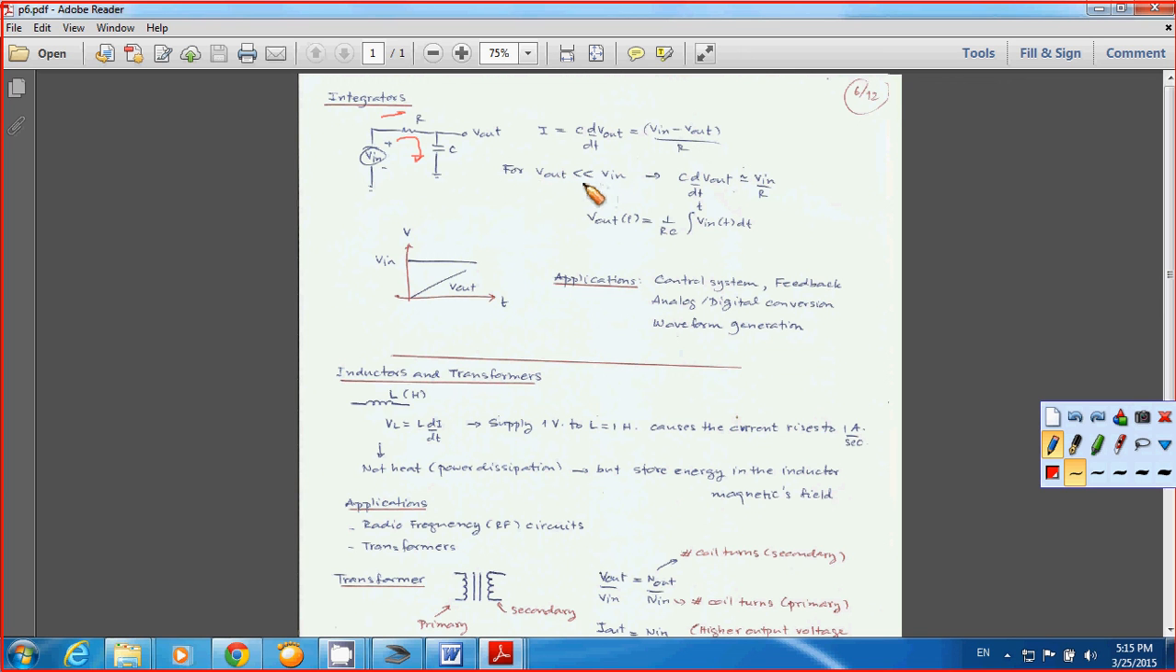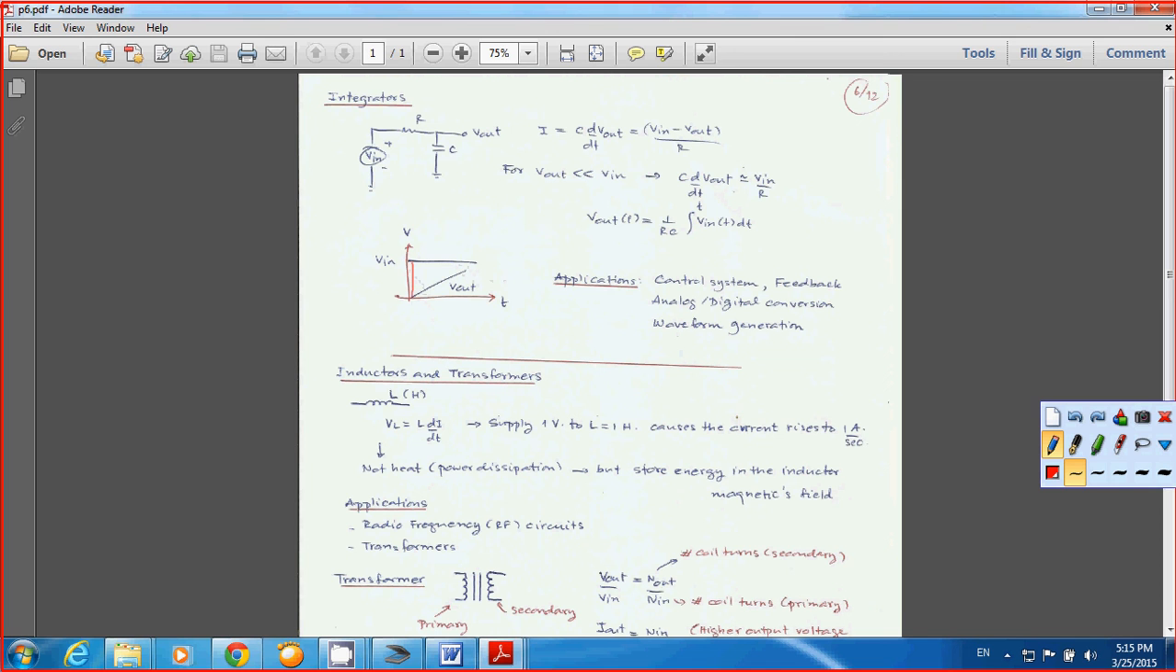For the case that V out is much less than V in, you ignore V out on the right side here, so you end up with dV out over dt being just about V in over R. If you want to find V out, you simply integrate V in dt, so you end up with an integrator. Okay, for example here, you have V in coming in, and then V in multiplied by dt is simply like a small section of your rectangle here, and you add them up. It looks like you find the area under the curve here.